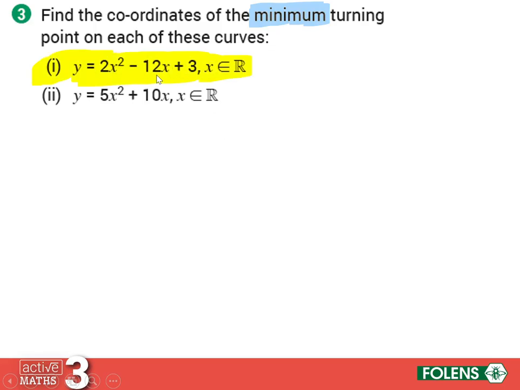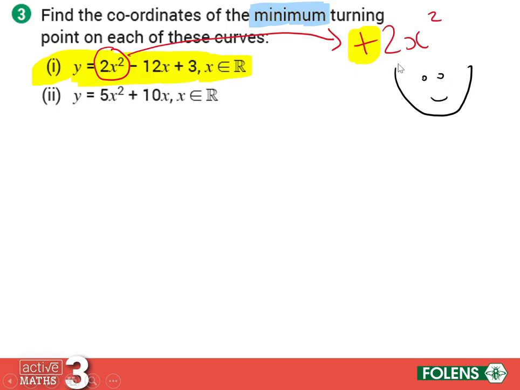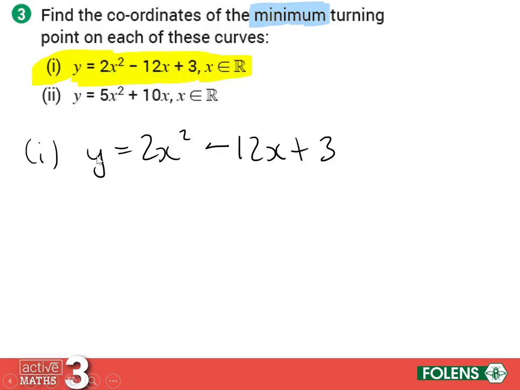Well, let's have a look at this graph. If you notice, this is a plus 2x squared. A plus x squared graph is a U-shaped graph, and down in the valley we get to the minimum point, the minimum turning point. That's why it's specifically asking you for the minimum turning point, and the same with this one here. But anyway, we're focusing on number 1.